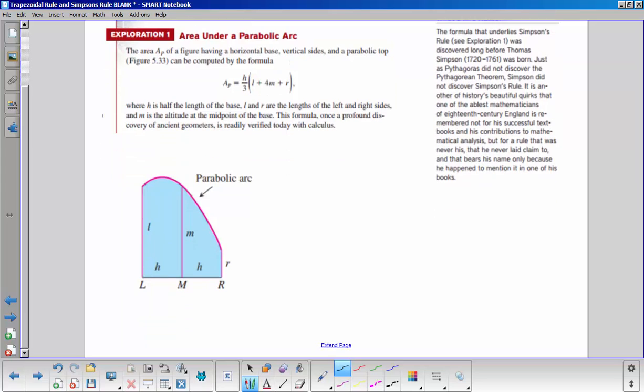All right, so this is Simpson's rule, and instead of putting nice lines above, like we were using secant lines basically for the trapezoidal method, instead imagine our curve doing this.